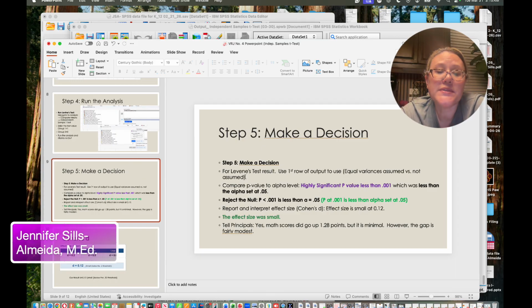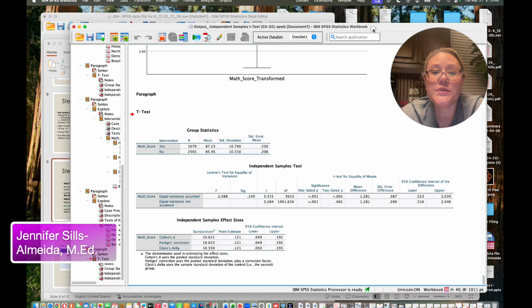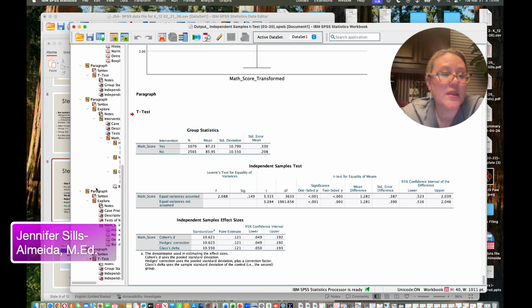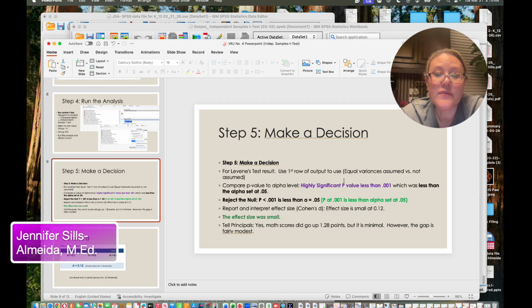To make a decision for Levene's test results, we used the first row of output, right here, the first row of output on the Levene's test. We saw that equal variances were assumed. And for the p-value, we want to know whether or not there was a significant difference. The p-value showed that there was a significant difference because it was less than 0.001, which was less than the alpha set at 0.05.